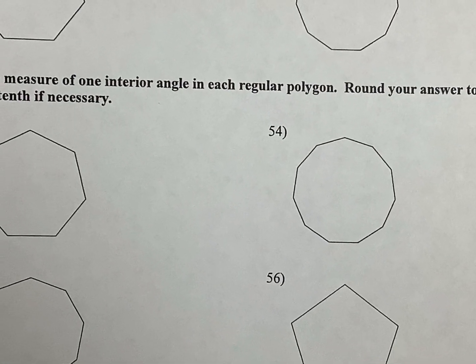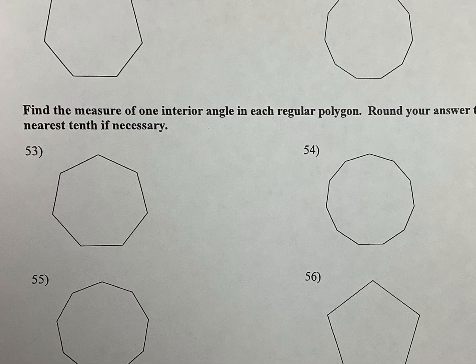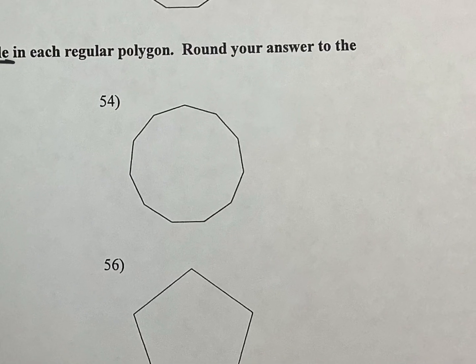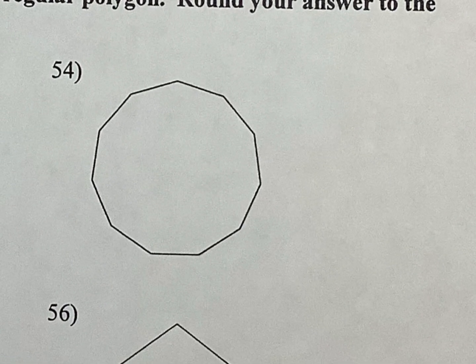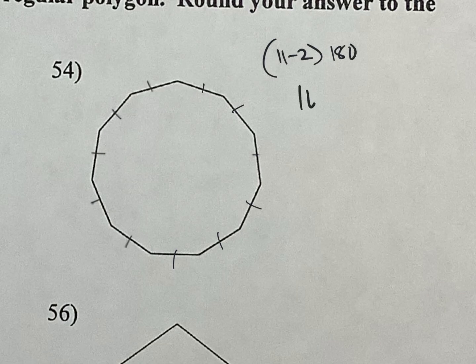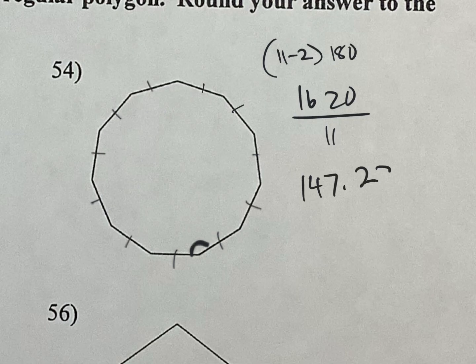And then let's go down and do number 54. We want one interior angle. So you do the exact same thing you just did. So how many sides? 1, 2, 3, 4, 5, 6, 7, 8, 9, 10, 11. So 11 minus 2 times 180. So that's 9 times 180, and that gives you 1620. That's what they all add up to. So now we have to divide by 11 to get each individual angle. So divide it by 11, and you get 147.27 degrees.